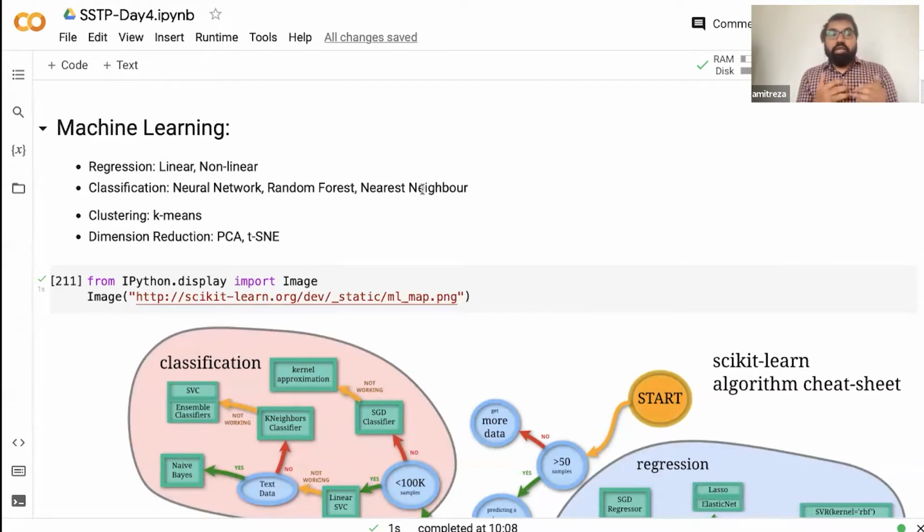In clustering and dimension reduction there are many algorithms available, but due to the constraint on time, I'm going to cover the main algorithms people normally use: in clustering, the K-means algorithm, and in dimension reduction, PCA, and if I get time I'll talk about t-SNE. These are the different algorithms we will talk about today.